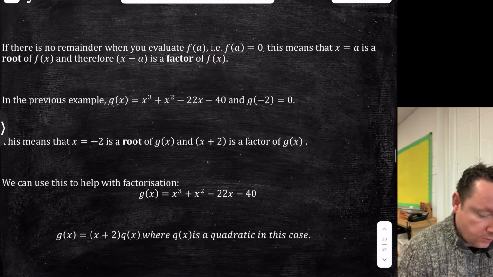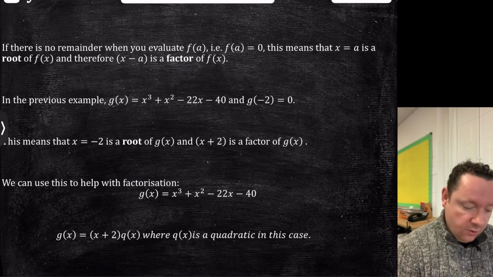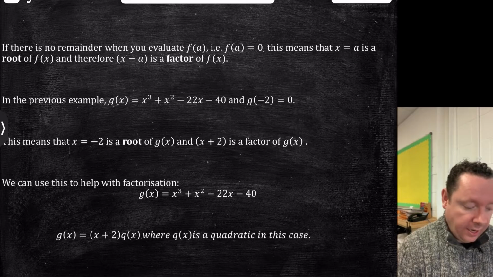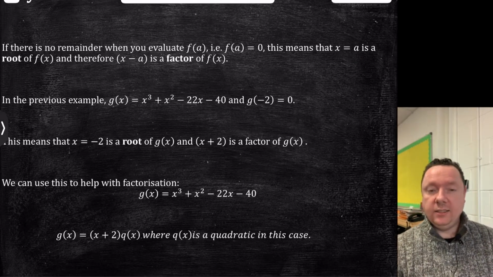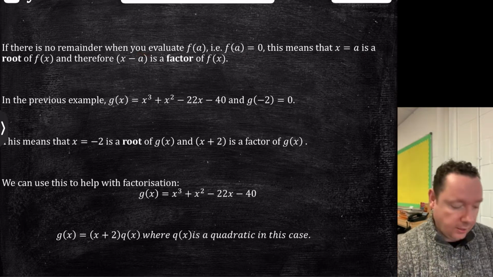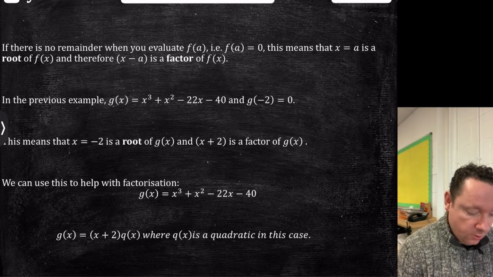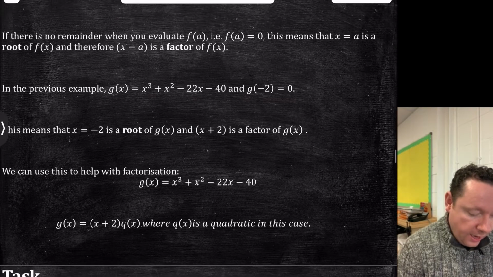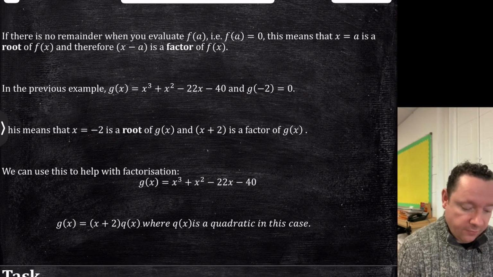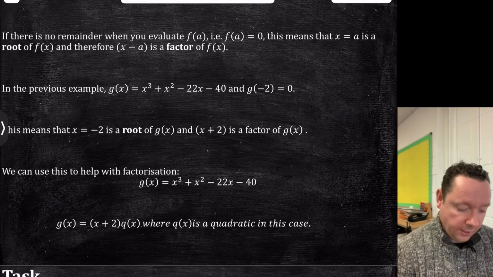So with polynomials, if there's no remainder when you evaluate f of a, that means that f of a equals 0. And that means that x equals a is a root, because a goes in exactly and gives an answer of 0. And therefore x minus a is a factor of f of x. In the previous example, g of minus 2 is equal to 0. This just means that x equals minus 2 is a root, and therefore x plus 2 is a factor, because x plus 2 equals 0 gives you x equals minus 2.